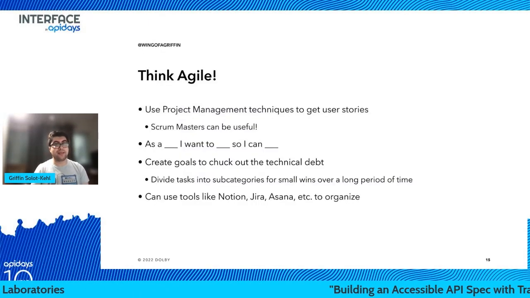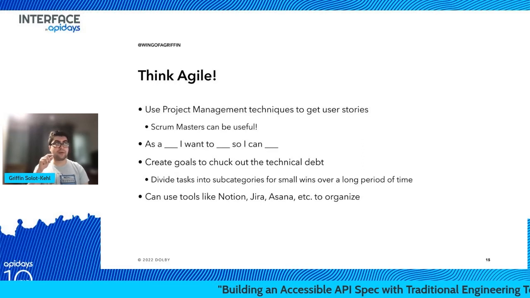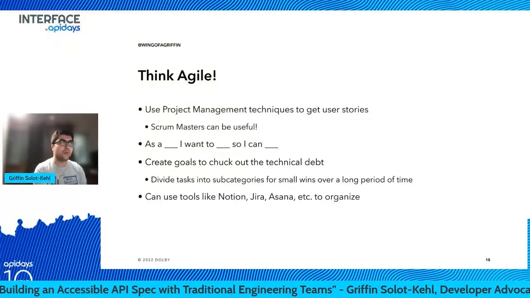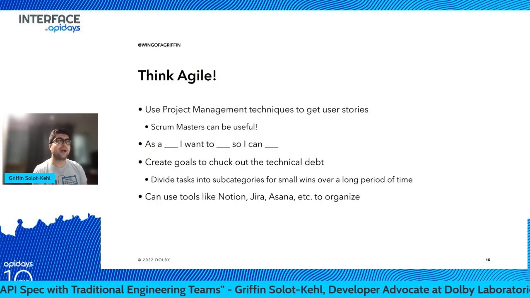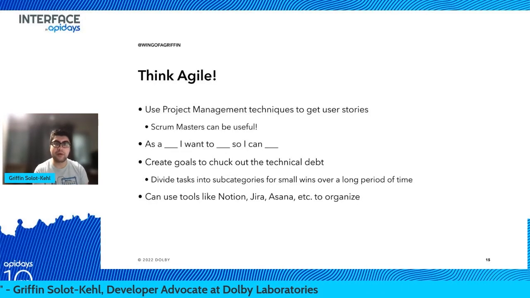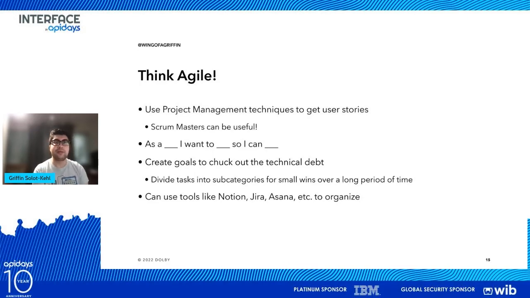So one way that I like to encourage people to get rid of technical debt is to think agile, using product management techniques to get user stories, where you can think of the "as a blank, I want to blank so I can blank" story, trying to really think about the customer, about the developer, about the user, so that you can actually try to get to the core: what do people want to use versus what would be fun to build. You really want to make sure that you're building towards actual useful and desired opportunities. Scrum Masters can be useful for this, but I also highly recommend talking to your developer relations team.